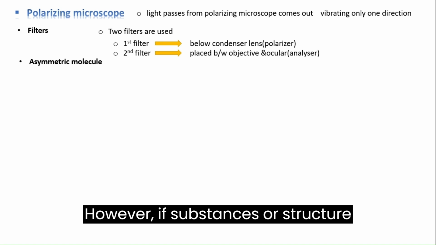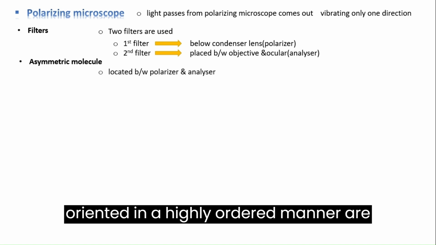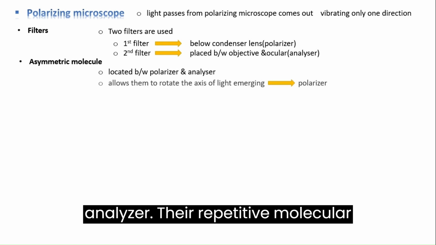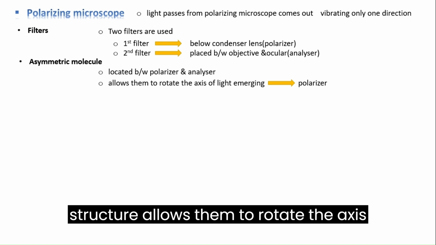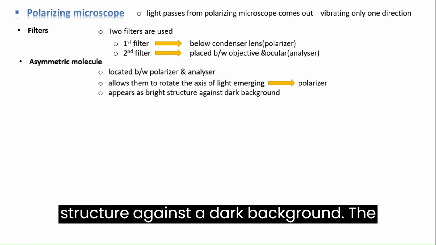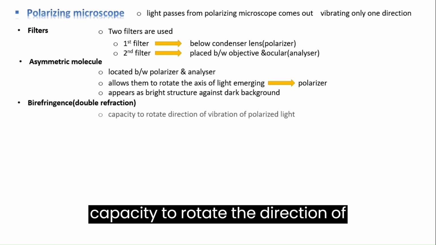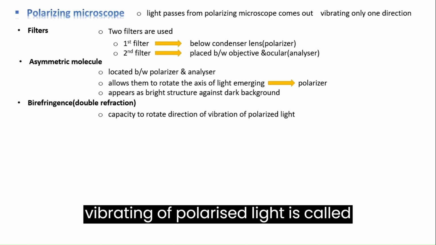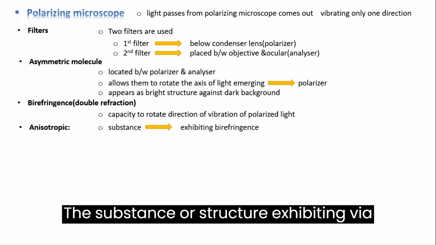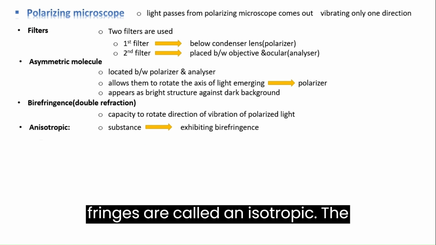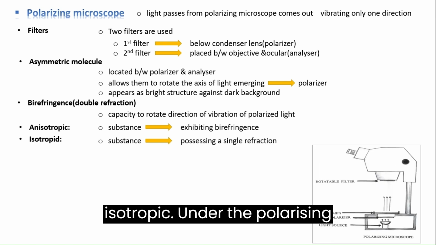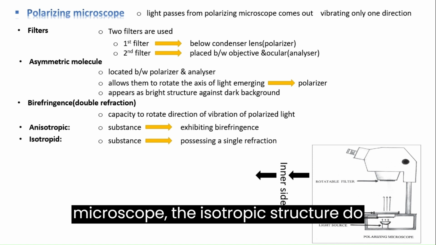However, if substances or structures containing asymmetric molecules which are oriented in a highly ordered manner are located between the polarizer and analyzer, their repetitive molecular structure allows them to rotate the axis of light emerging from the polarizer. Therefore, such things appear as bright structures against a dark background. The capacity to rotate the direction of vibration of polarized light is called birefringence, or double refraction. The substances or structures exhibiting birefringence are called anisotropic. The structures or substances possessing a single refraction are referred to as isotropic. Under the polarizing microscope, the isotropic structures do not appear bright.